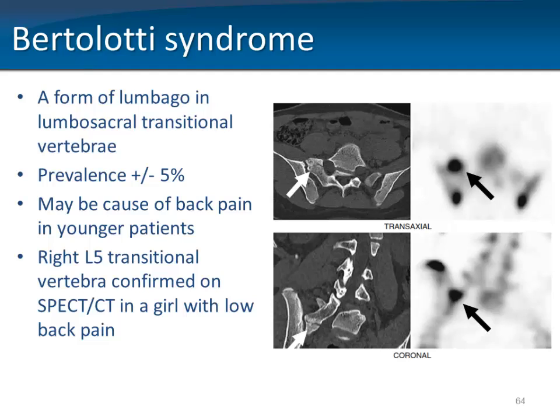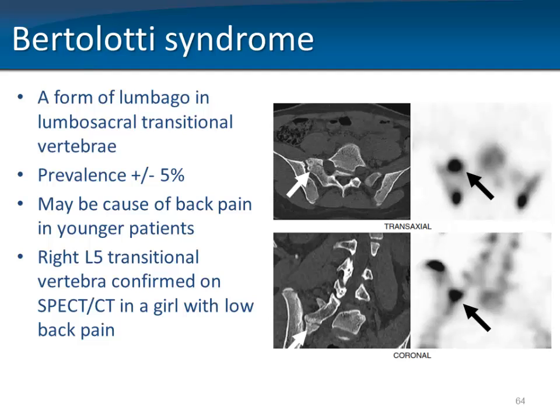Okay, some anatomical variants that may be causing some issues. First of all, the Bertolotti syndrome. It can be a cause of pain. It's a form of lumbago in the lumbosacral transitional vertebra, and this is common. You see it in 5% of patients, but it can be a cause of back pain in younger patients, and you can really assess it very nicely with SPECT-CT.